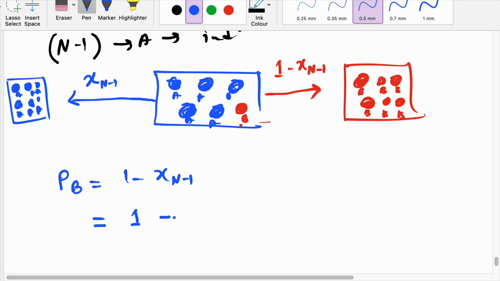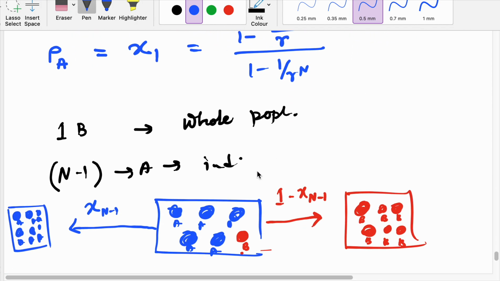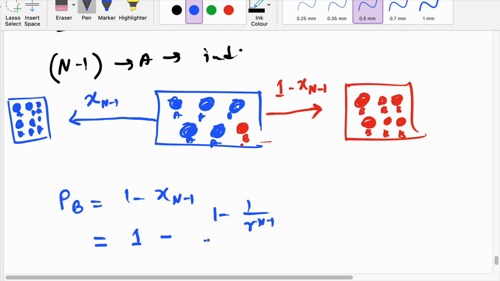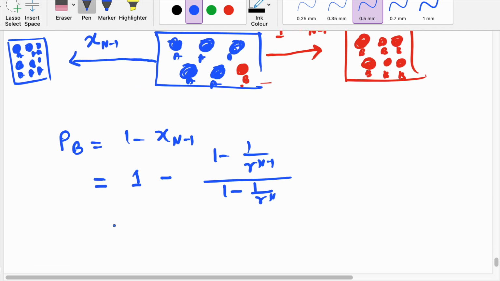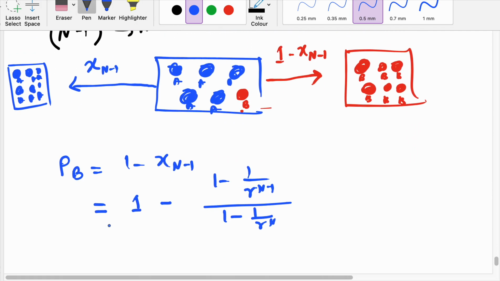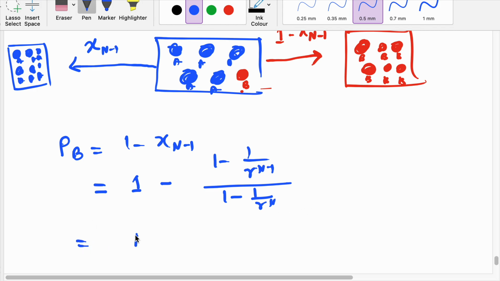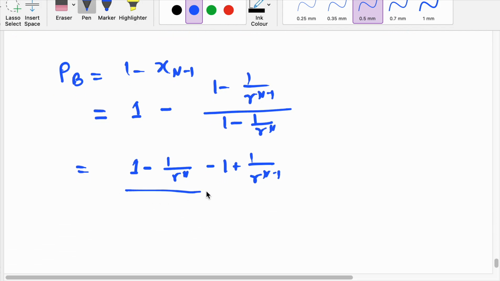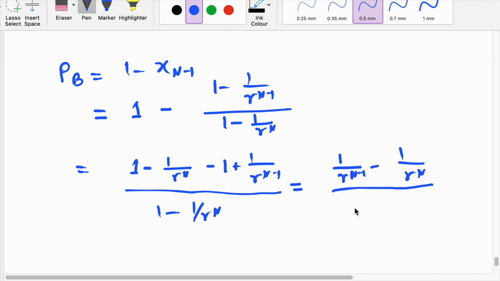Yes. Let me write that expression. So this will be 1 minus x n minus 1, and what will x n minus 1 be? In place of i I have to replace n minus 1. So 1 minus (1 minus 1 by r^(n minus 1)) by (1 minus 1 by r^n). So this will be 1 minus 1 over r^(n minus 1) plus 1 by r^n minus 1, by 1 minus r^n. So this is 1 over r^n minus 1 over r^(n minus 1), by 1 minus 1 over r^n.